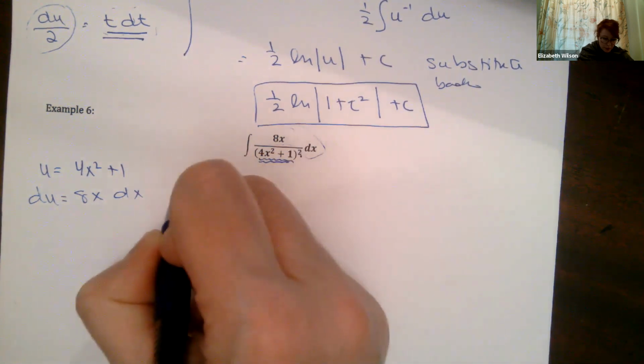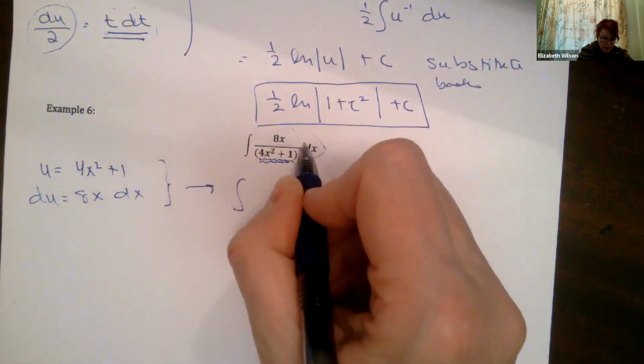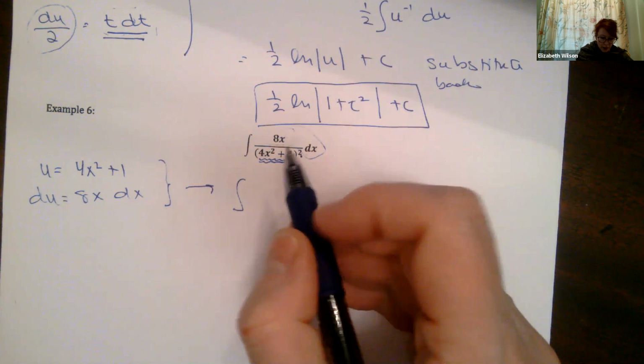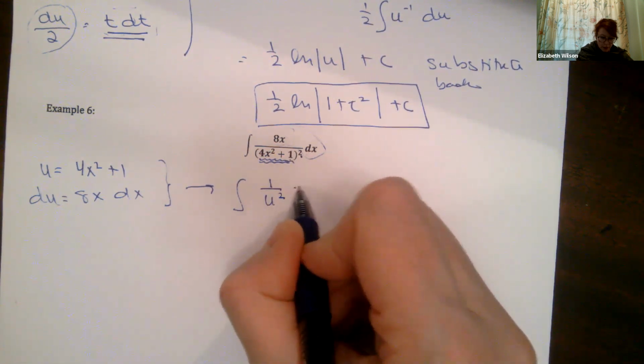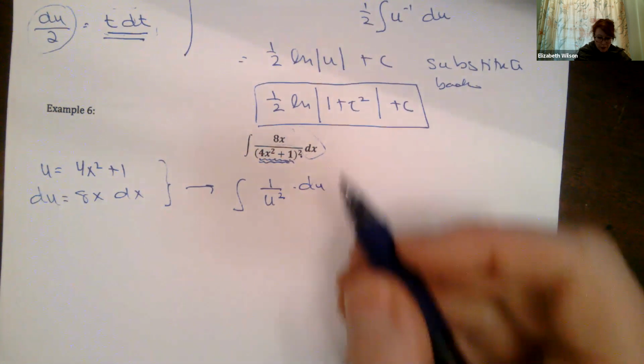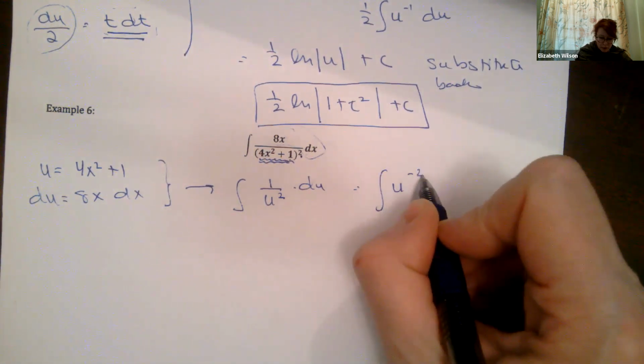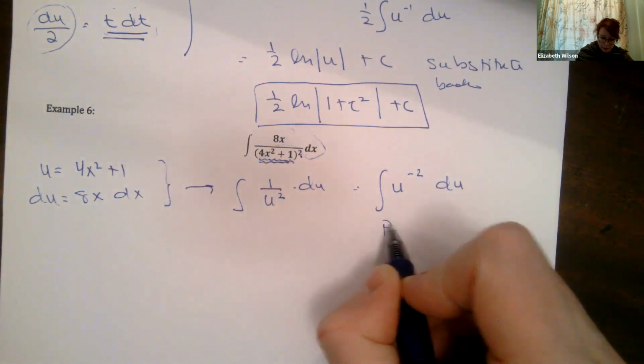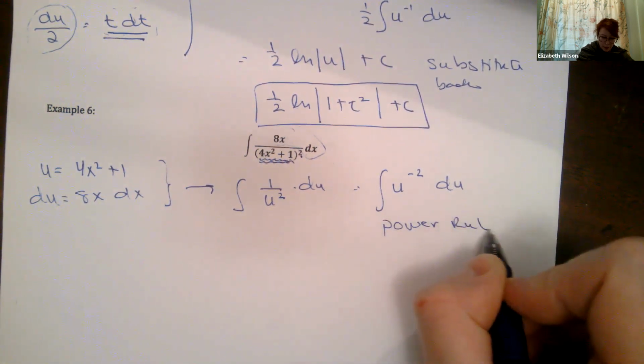So 8x dx gets substituted with du, and 4x squared plus 1 gets substituted with u. So I've got 1 over u squared times du, which becomes, I'm going to write it like this, u to the minus 2 du. Now remember, when we were talking about the power rule, we had exceptions. There's that power equals minus 1. Well, I've got power equals minus 2, and minus 2 is not a problem. It's just a power that I can do the power rule with. But let's do it out so you can see.